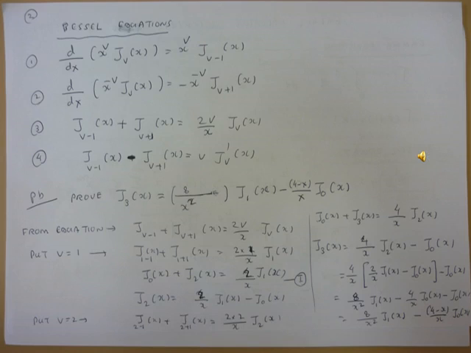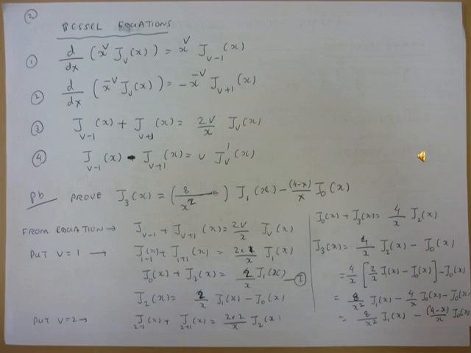So we substitute v equal to 1, so that will be J_(1-1)(x) plus J_(1+1)(x) equal to 2 multiplied by 1 divided by x J1(x). Therefore we got J0(x) plus J2(x) equal to 2 by x J1(x). So this is equation 2. And then we also solve for J3(x), so we have to put v equal to 2. In the equation J_(v-1) plus J_(v+1) is equal to 2v by x J_v(x), we substitute v equal to 2. So J_(2-1) plus J_(2+1) is equal to 2 multiplied by 2 divided by x J2(x). Therefore we got J1(x) plus J3(x) is equal to 4 divided by x J2(x).